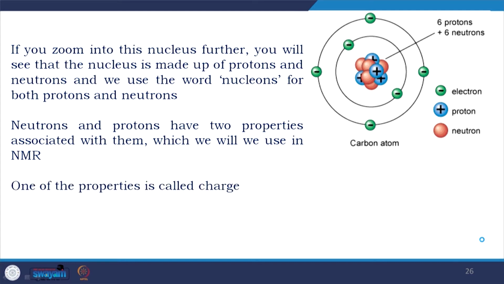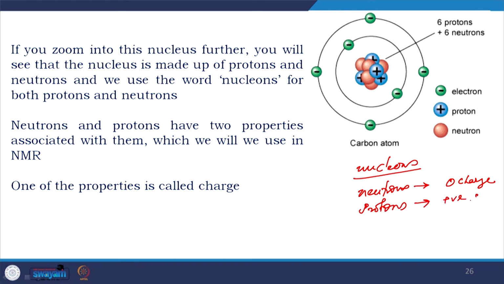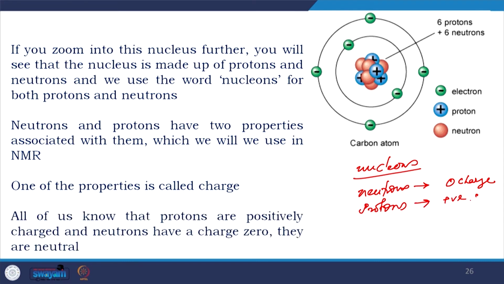One of the properties is called charge. So, what do you know about charge? For nucleons, neutrons are neutral, with 0 charge, and protons have positive charge. All of us know that protons are positively charged and neutrons have charge 0, they are neutral. So, overall it is positive.